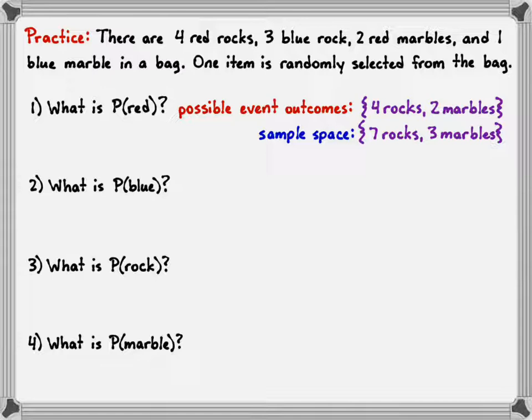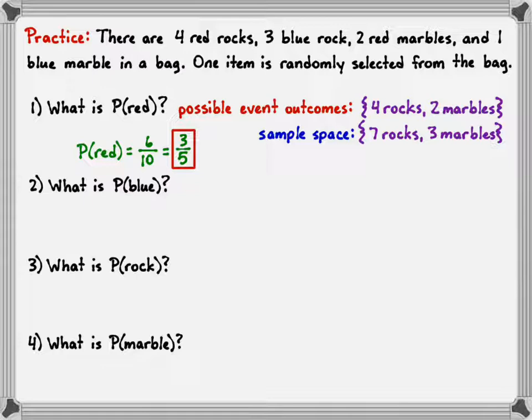But the bottom line is, how many red things do I have? I have 6 red things. And how many things do I have altogether? I have 10 things altogether. So the probability of something being red is 6 out of 10, and that can reduce to 3/5.